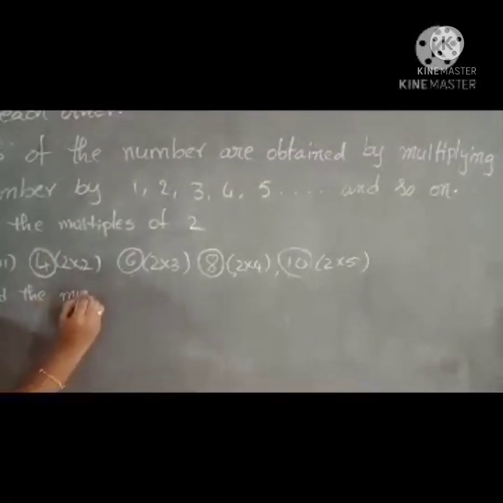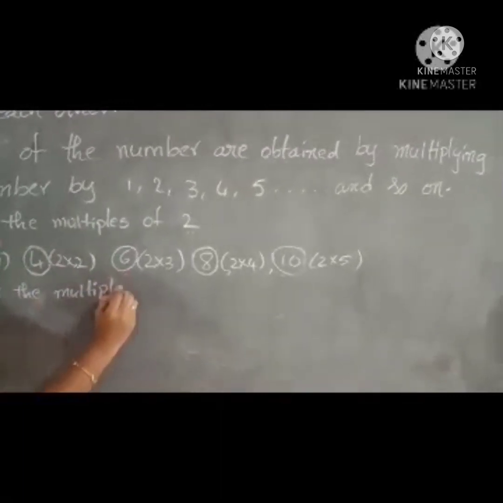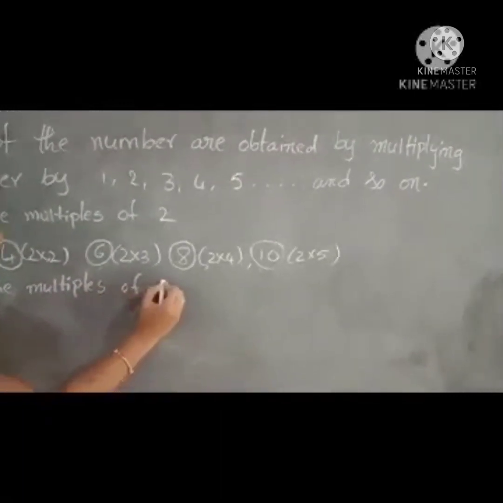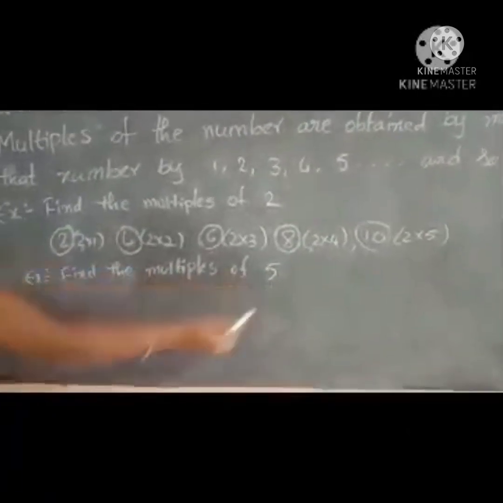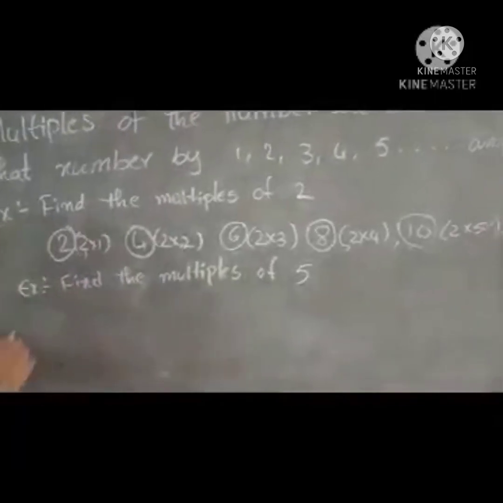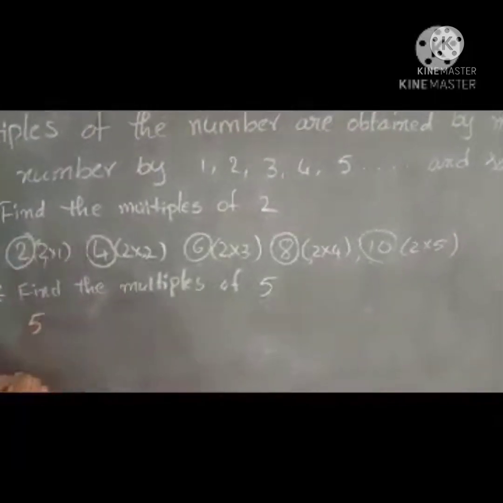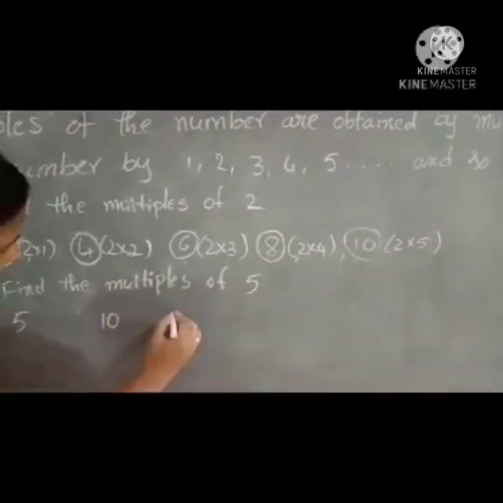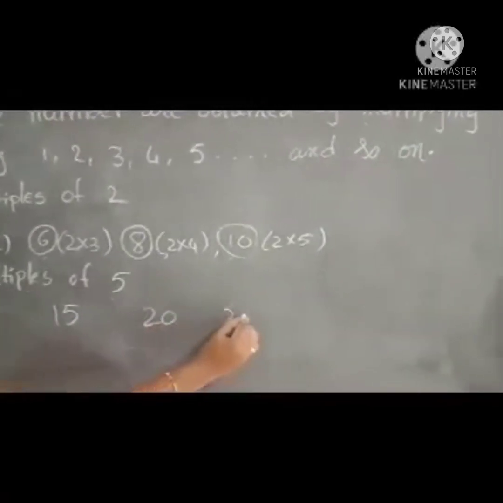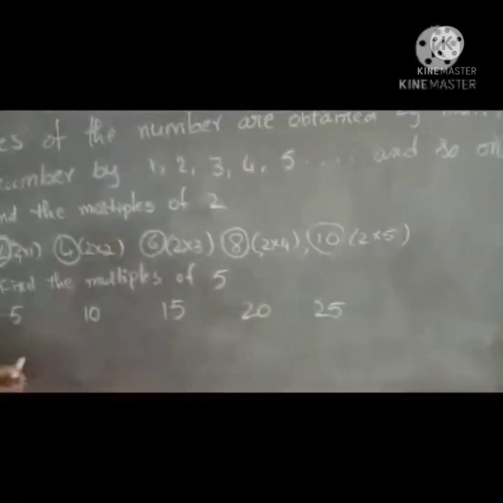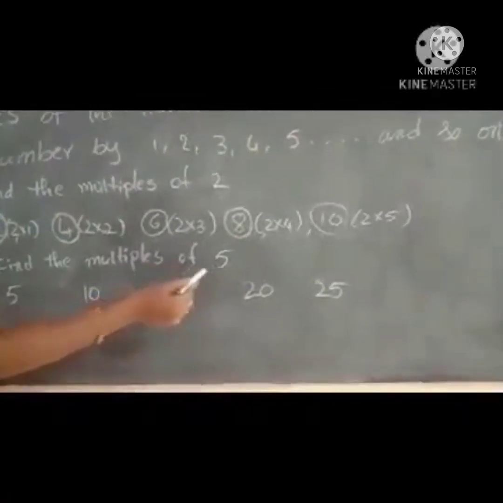See one more example. Find the multiples of 5. We are taking the number 5. What are the multiples of 5, children? Tell. Yes. 5, 10, 15, 20 and 25. Here I am writing only the first 5 multiples of 5.